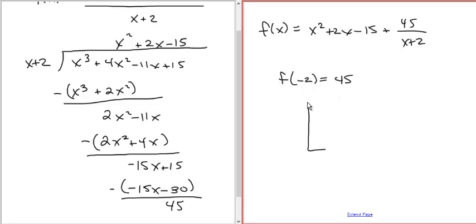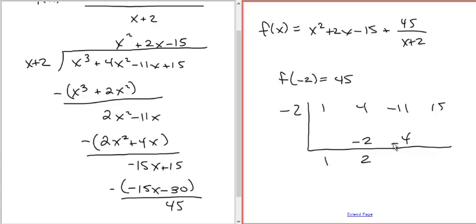Now let's go ahead and use synthetic division. And when you use synthetic division, you don't use plus 2, you use negative 2. It's the 0 associated with the factor. Okay, so we bring this one down. Negative 2 times 1 is negative 2. 4 plus negative 2 is 2. Negative 2 times 4 is negative 4.